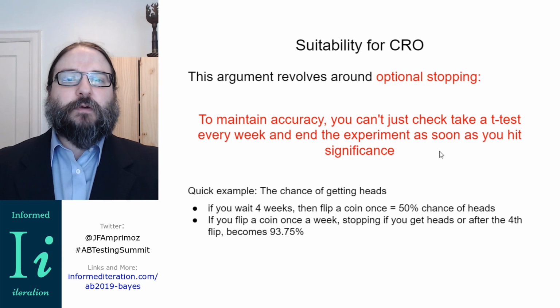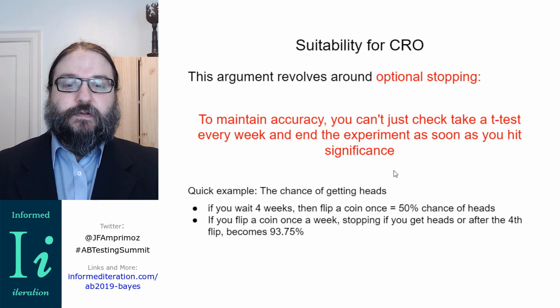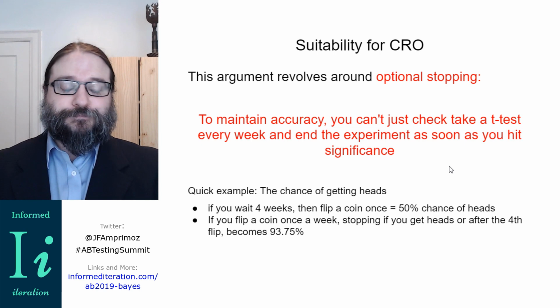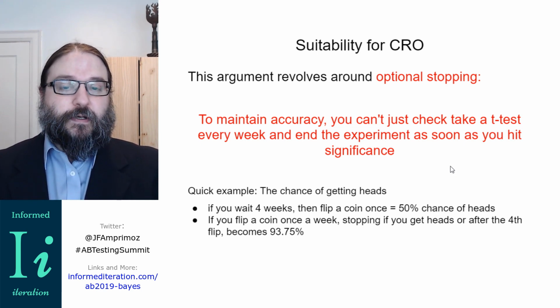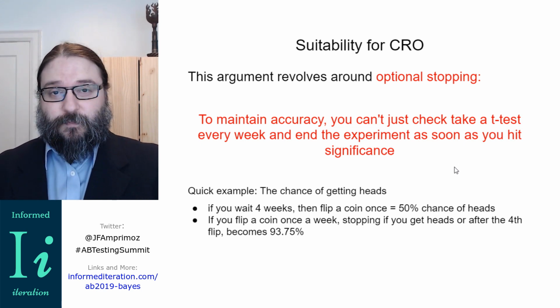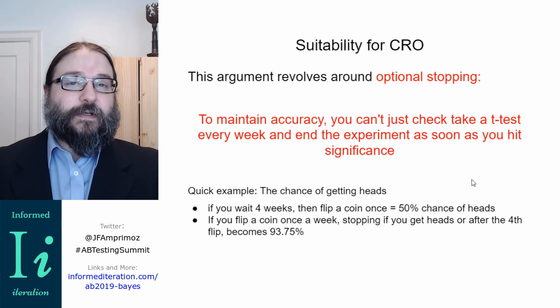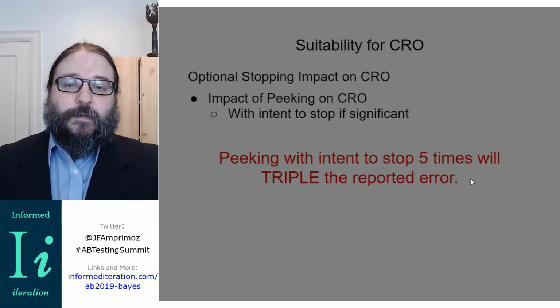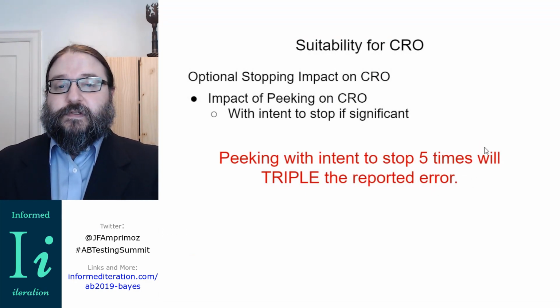So a quick parallel example is the chance of getting heads. If in 4 weeks I flip a coin, I have a 50% chance of getting heads each time. The chance of getting heads, if every week I flip a coin, and if I get tails, I keep going, if I get heads, I stop: by the 4th week, after I flip my coin, there's a 93.75% chance that I've gotten heads. The impact on CRO is significant.